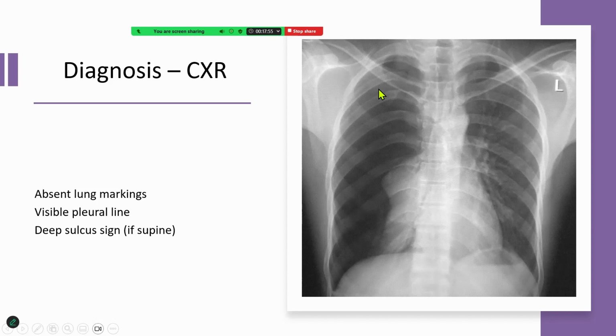In patients who are supine, who are in ICU, you will see the deep sulcus sign. In this part of the lung, you will see that this black shadow will be extending downwards. That will be the deep sulcus sign.